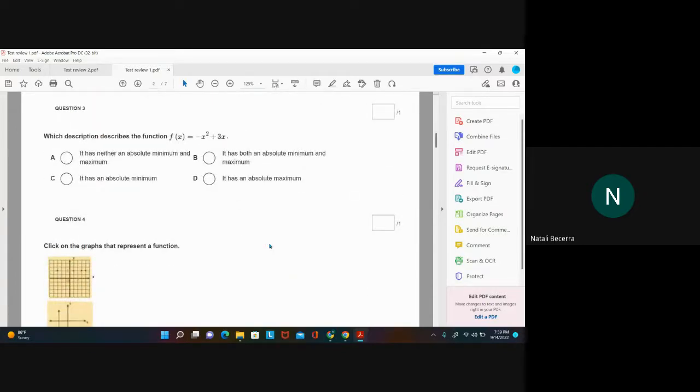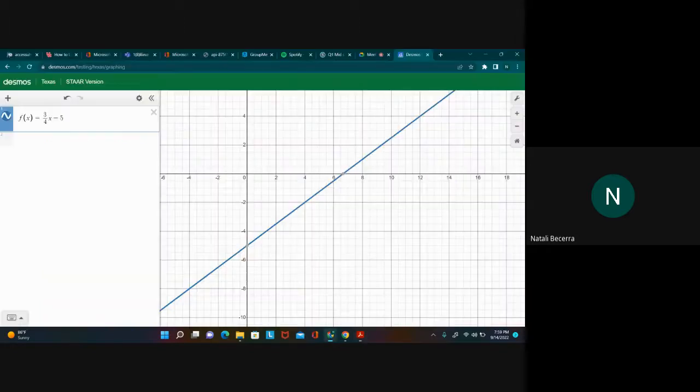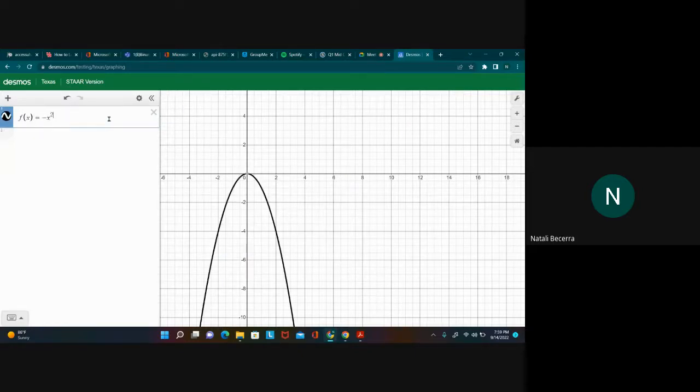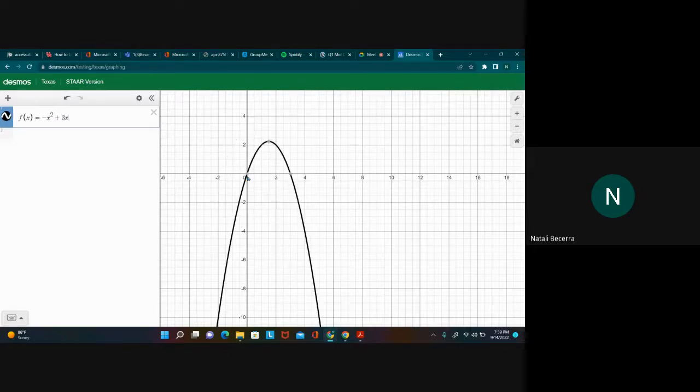Which description describes this? Okay, so again, they gave us an equation and we don't know what the graph looks like. So let's go ahead and graph it. F of x equals negative x squared plus 3x. Okay, so this is what it looks like.